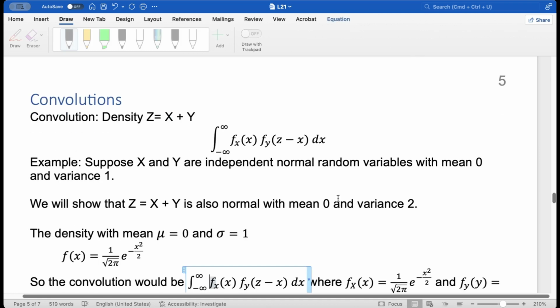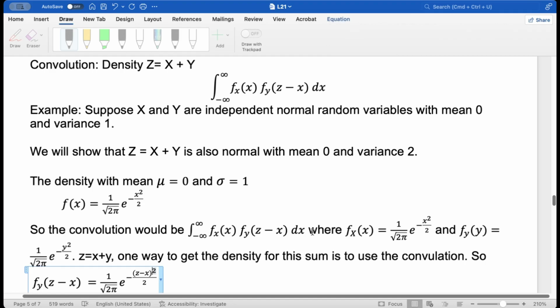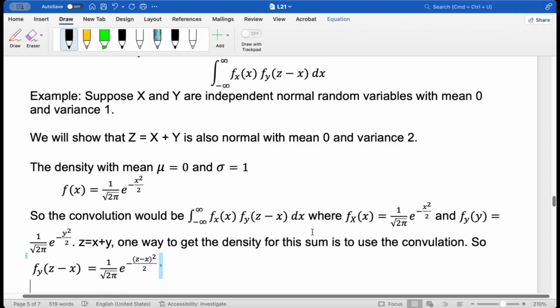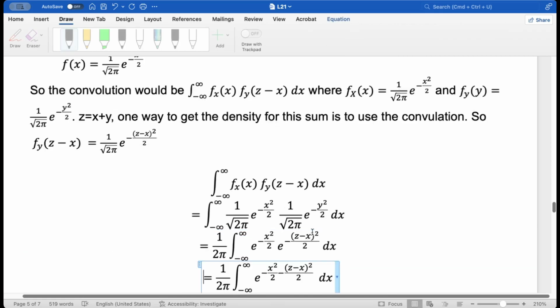Now, in this special case, where each one is mean 0, variance 1, we get a simplified density function, 1 over root 2 pi e to the minus x squared over 2. And so that's going to be both x and y have that density. So plugging into the convolution formula, we're working with the z minus x situation. We have 1 over root 2 pi appearing both times. We have e to the minus x squared over 2 and e to the minus (z minus x) squared over 2.